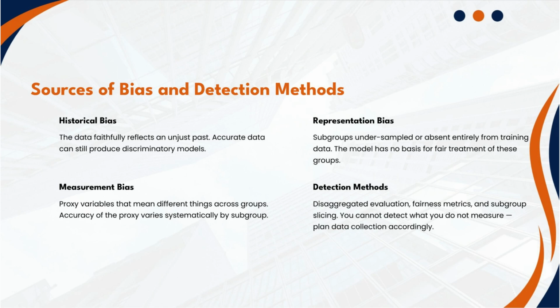So how do you detect it? Slice everything. Never look only at overall performance. Break every metric down by group and look for gaps. A model that's 94% accurate overall might be 98 for one group and 80 for another. The average hid it. So the discipline is simple to say and rare to do. Never report an aggregate without the breakdown underneath it.